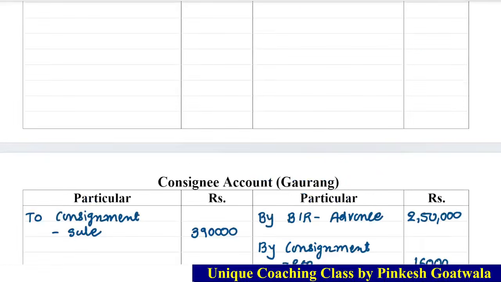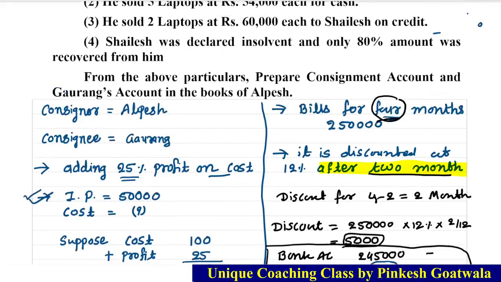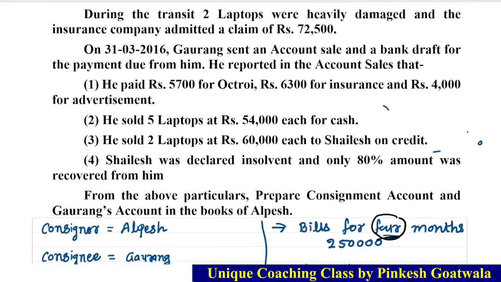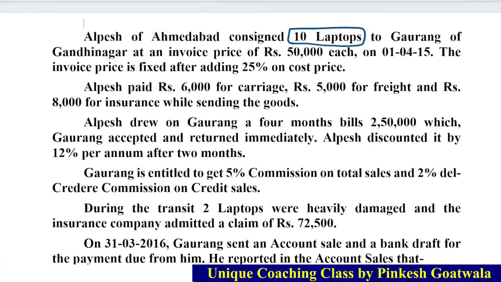Clear? Okay, so now we have given all the entries. And in the previous sum I told you, when we complete all the effects, at last we have to check whether there is any closing stock, yes or no. And remember, in every sum you will get the closing stock.